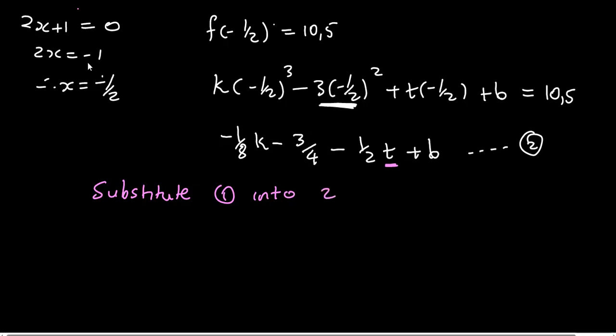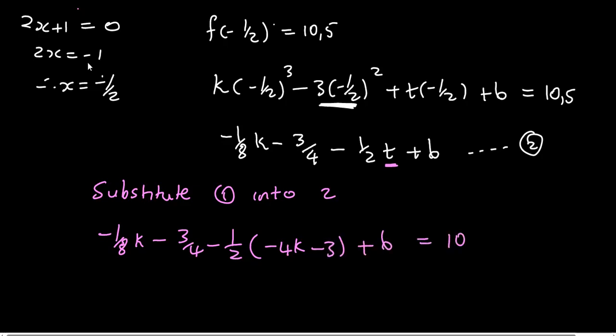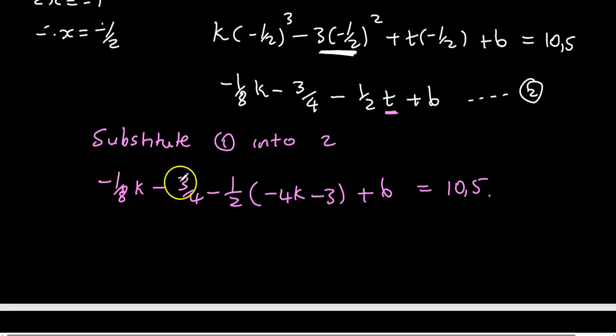So if we rewrite equation 2, what do we have? Minus 1 over 8k minus 3 over 4 minus 1 over 2. Where there's t, I'm going to put negative 4k minus 3, and then we have positive 6 equated to 10.5. So now we only have k as the variable. We can now solve for k. You need to be very careful when it comes to this one. First things first, multiply out the bracket, then you can add the like terms.